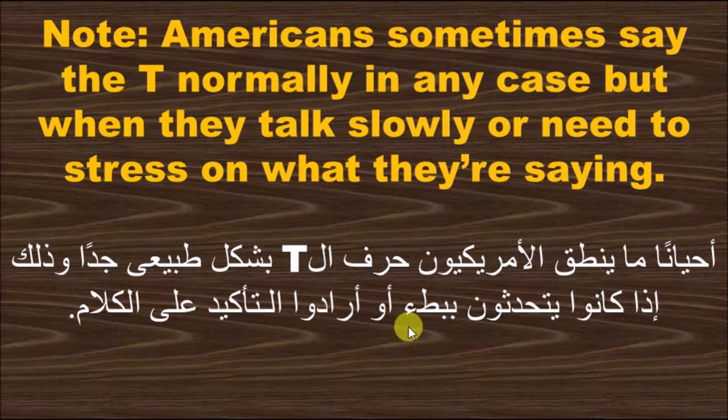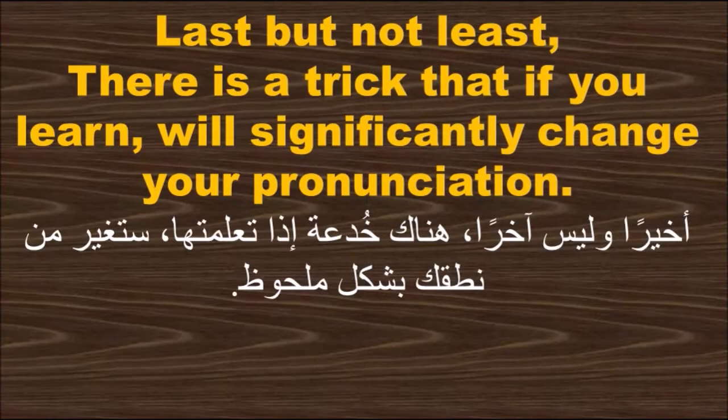I have this note and it's very important. Yes, guys, we said that we have triple T in the American accent and that sometimes we say flapped T and sometimes we say stop T and sometimes we have the silent T even. But this means that Americans sometimes say the T normally in any case. But when they talk slowly or when they need to stress on what they're saying, this is the only case in which you will find Americans saying the T like a true T, in all cases. Right now, last but not least, there is a trick that if you learn will significantly change your pronunciation.